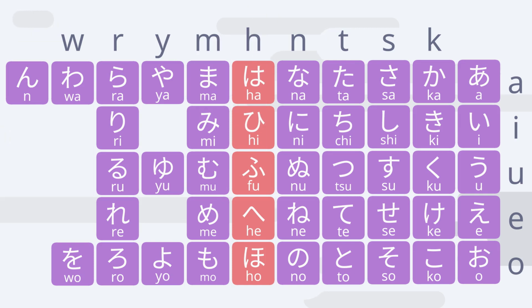We learned the characters ha, hi, fu, he, ho. In the next lesson, we'll go over the dakuten variation: ba, bi, bu, be, bo.